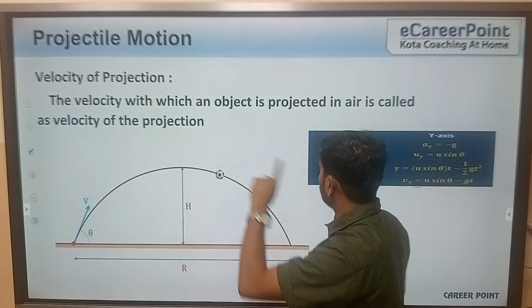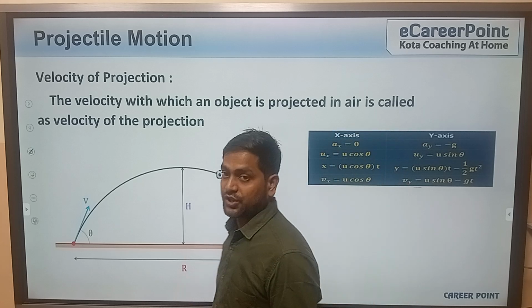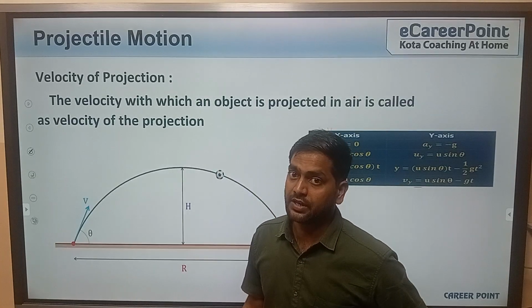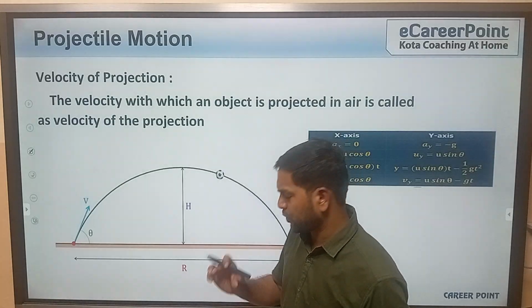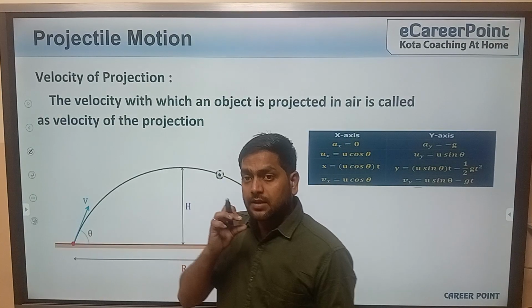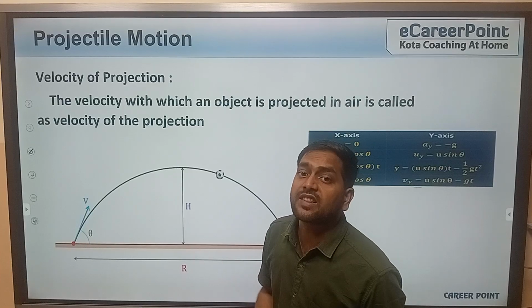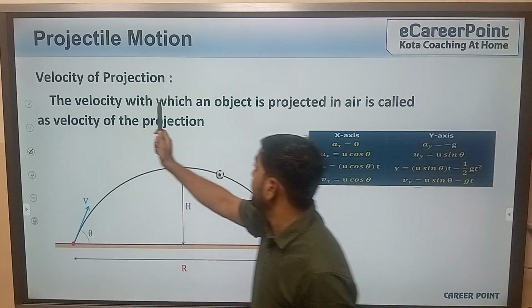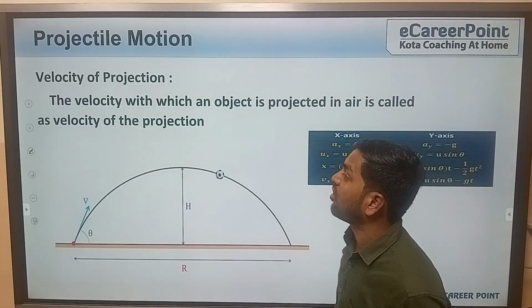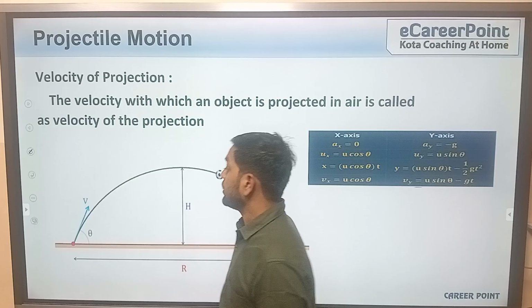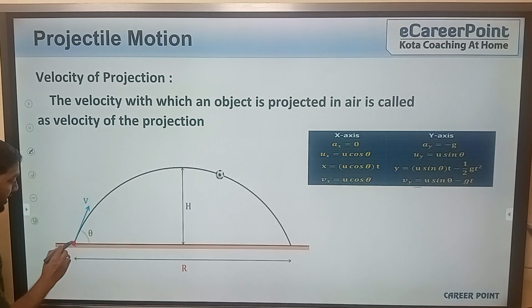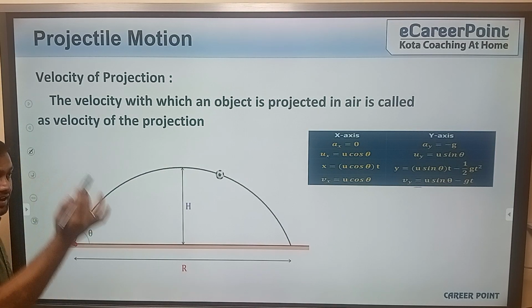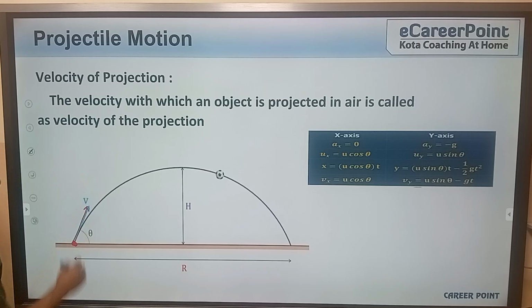Next we'll see the velocity of projection. So what is the velocity of projection? The velocity with which an object is projected in air is called the velocity of projection. So here we are having that object, and this object is given a certain velocity. That velocity is called velocity of projection.